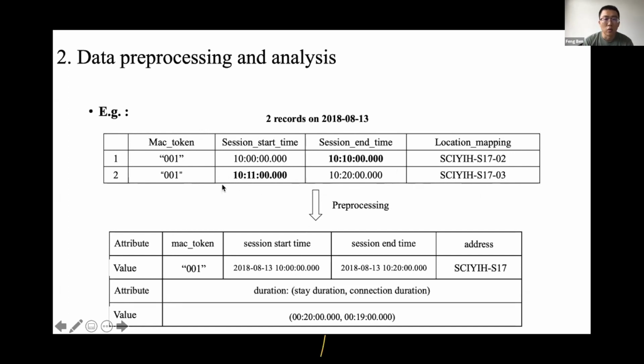In our project, we set the threshold of these 2 times to 10 minutes. After merging, the session start time of the connection is 10 o'clock and the session end time is 10:20. And the location is S17. The device spent 20 minutes at S17, but they only use the Wi-Fi for 19 minutes. So this table is the duration.